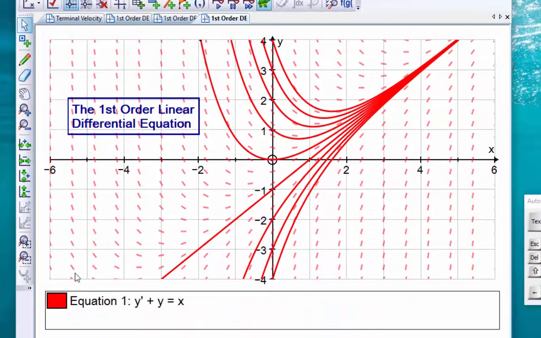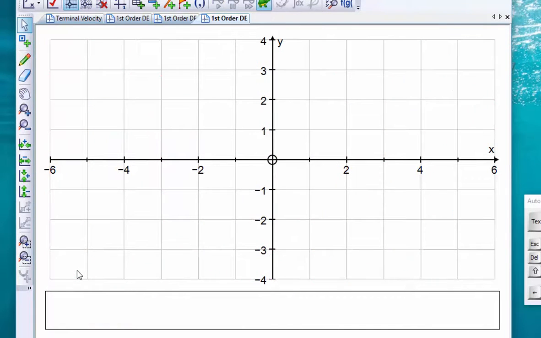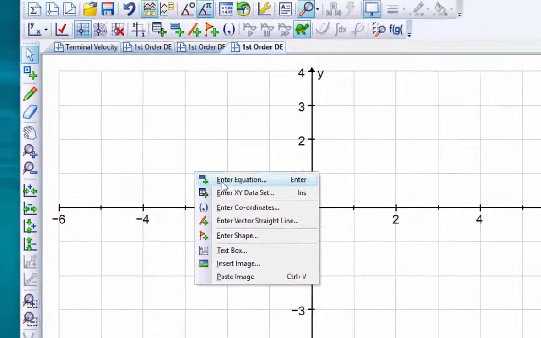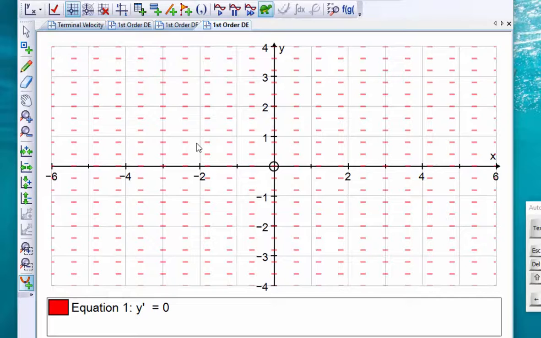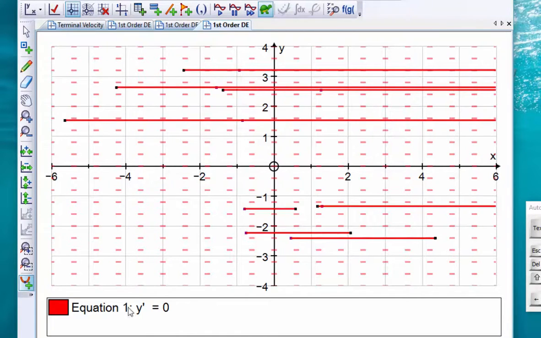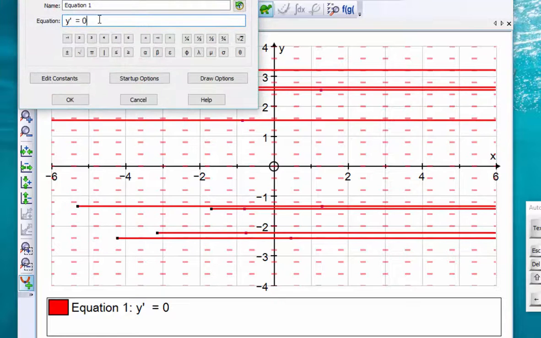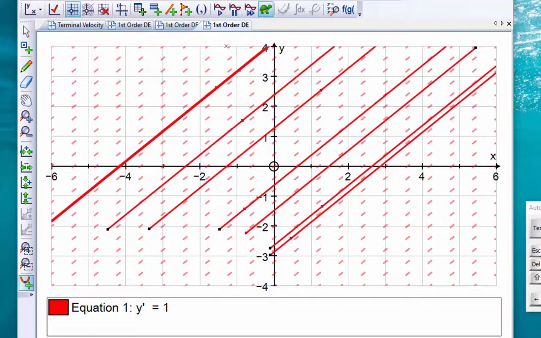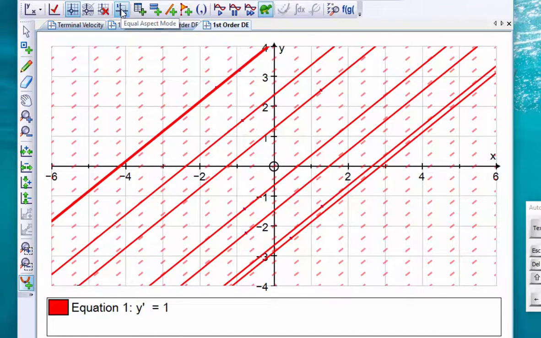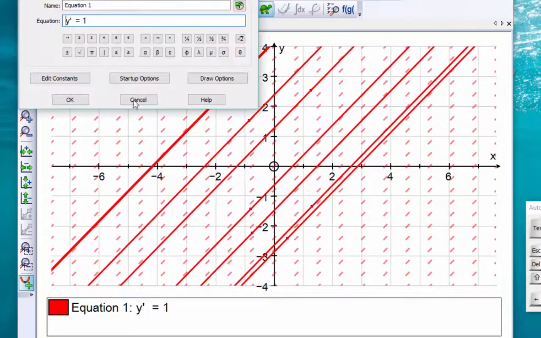So we'll take it back now, just Control A and delete, back to the start, and see how it all works. So let's enter y prime equals 0. And what have we got there? Well, of course, it means that wherever you click, it's going to have a 0 gradient. Let's do y prime equals 1, and trivially it's the same concept, except this time it's at 45 degrees. Or it would be if we had equal aspect. That's better. Now let's extend it and put in x here instead.